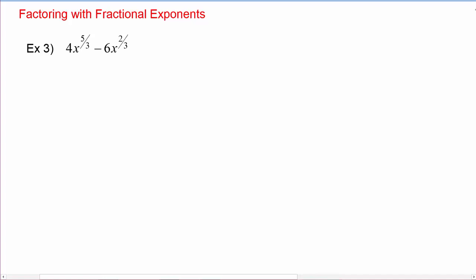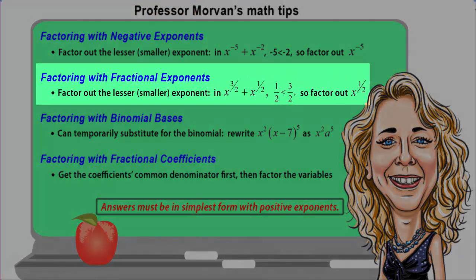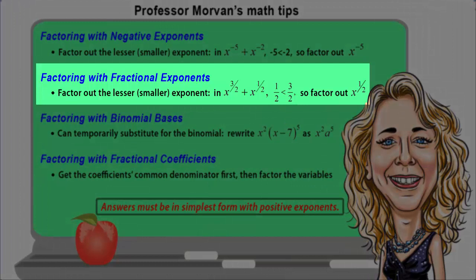In example 3, we have fractional exponents for the first time. Now when you're factoring with fractional exponents, you do exactly the same thing you always do, which is to factor out the lesser, meaning smaller, exponent. If we look at this quick example here, we have x to the 3/2 plus x to the 1/2, and since 1/2 is less than 3/2, we would factor out x to the 1/2 power. Now let's go back to example 3.